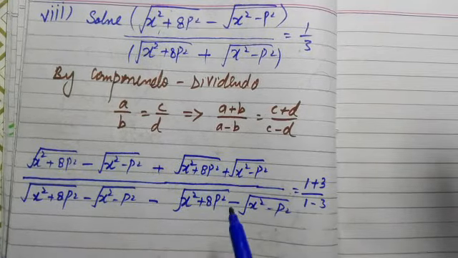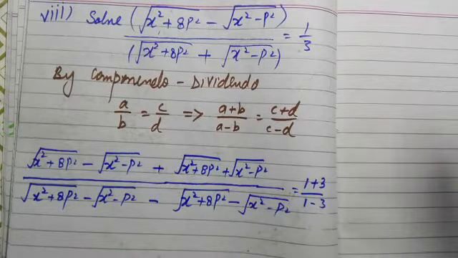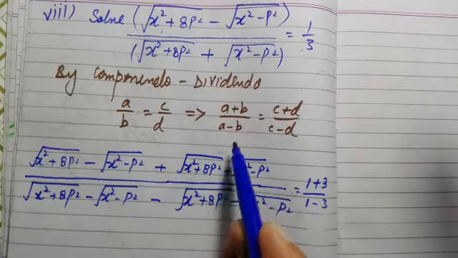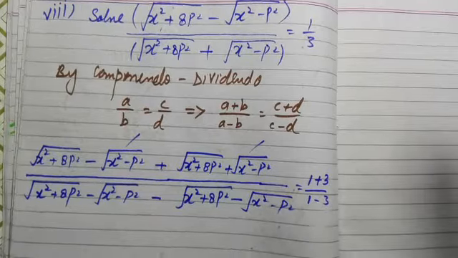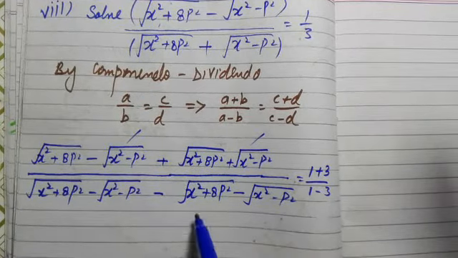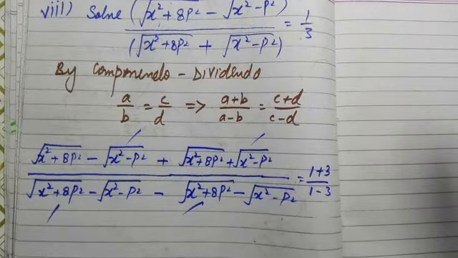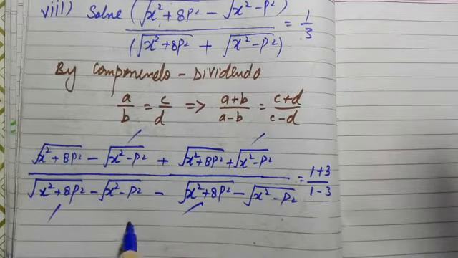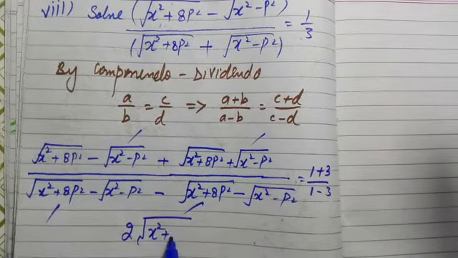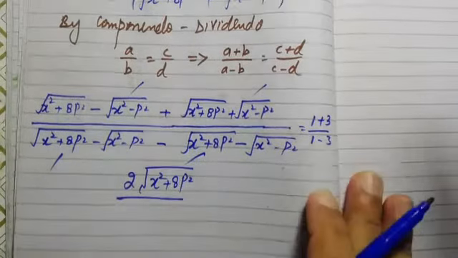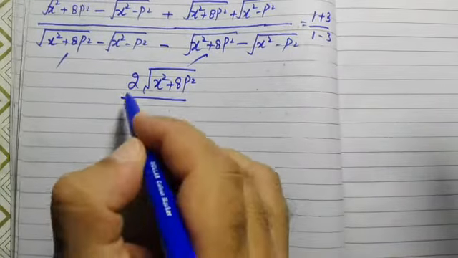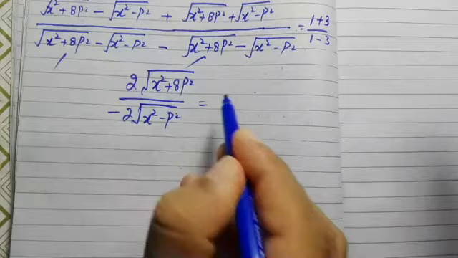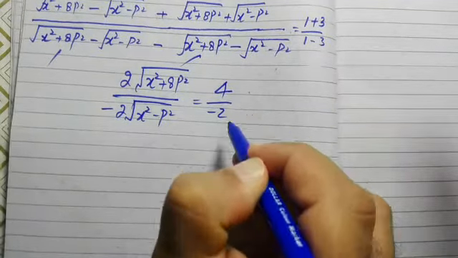Now you can see that once we have done this step, few terms will be cancelled from the denominator and few will be cancelled from the numerator. So for example, you will see these two will be cancelled, and from the denominator these two terms will be cancelled. So we will be having actually two times x square plus 8p square in the numerator, divided by minus 2 times x square minus p square equals to 4 divided by minus 2.